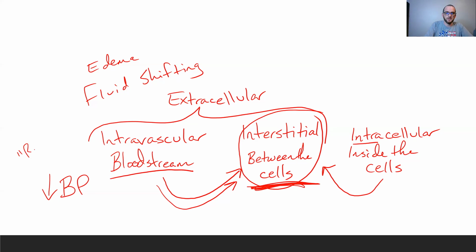Sometimes they may give that a term called relative hypovolemia, because the whole body hasn't lost fluid, but it's in the wrong spot. It might be a relative hypovolemia. All right, so fluid shifting is one of the big things that progresses.